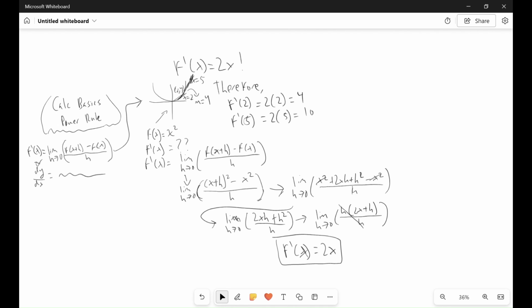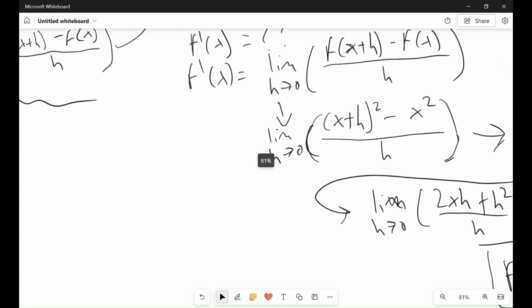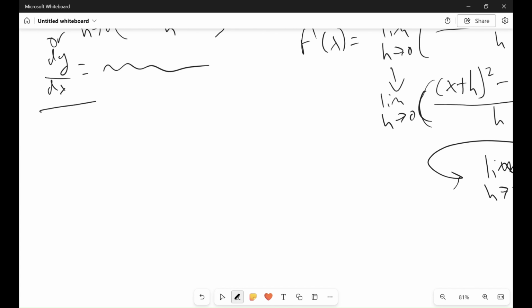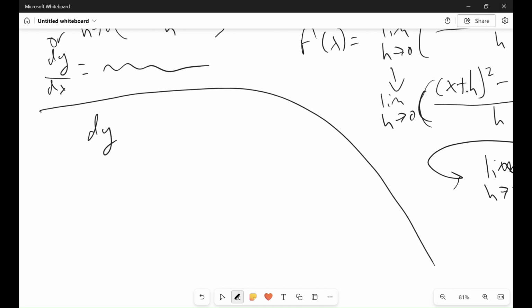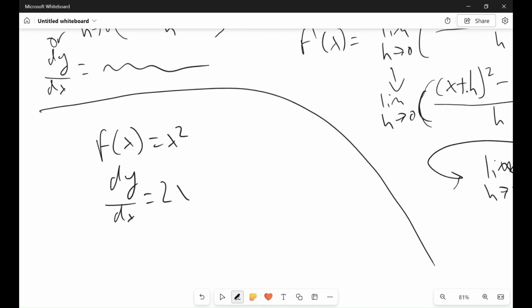Let's see, is there any way we can simplify this? So let's draw out the relationship between the derivative and our original function. And just to get you used to the other form of notation, I'll be using dy/dx this time instead. So dy/dx is 2x. Let's write the original function first. So f of x is equal to x squared, and dy/dx, which is the same thing as f prime of x, is equal to 2x.